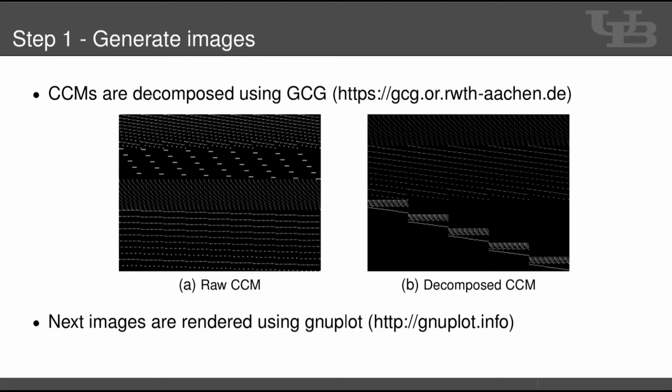To do this, we use the software called GCG, which stands for Generalized Column Generation. This software reorders the rows and columns of a CCM to make structures more readily apparent. Then, we use the command line graphing tool GNUplot to render the images for these reordered CCMs.